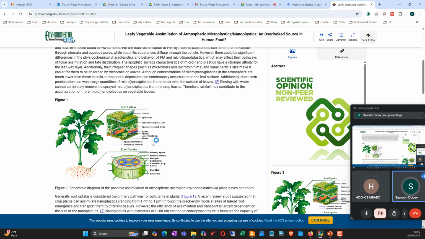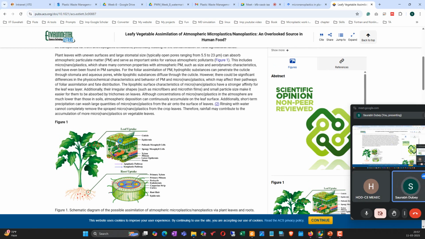There are more cancer patients coming up, and in that study they spoke about how micro and nanoplastics could be one of the reasons. This paper discussed how these plastics are present in the leaf, and they are also taking part in the cellular mechanisms taking place in these plants.